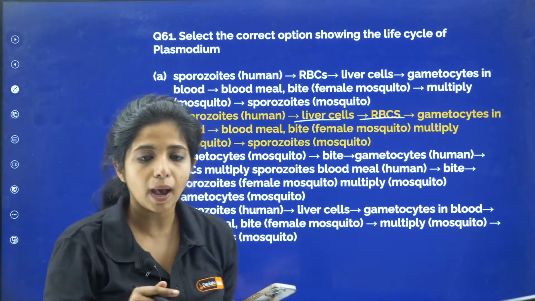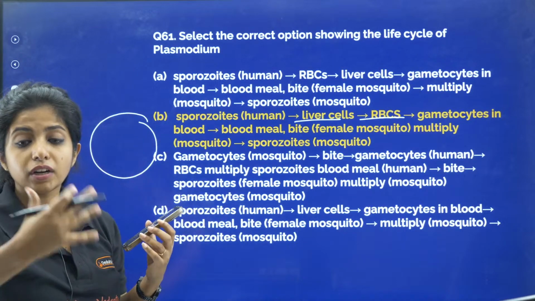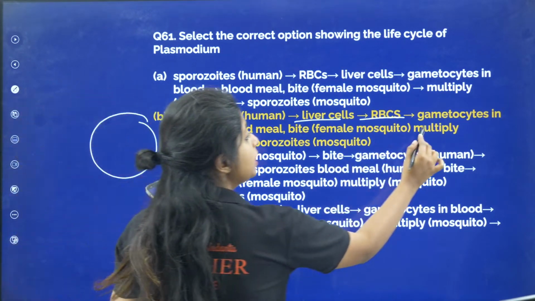In the RBC, what is going to happen? In the RBC, they are going to divide, and they are going to transform into some other stage that is known as gametocyte stage.